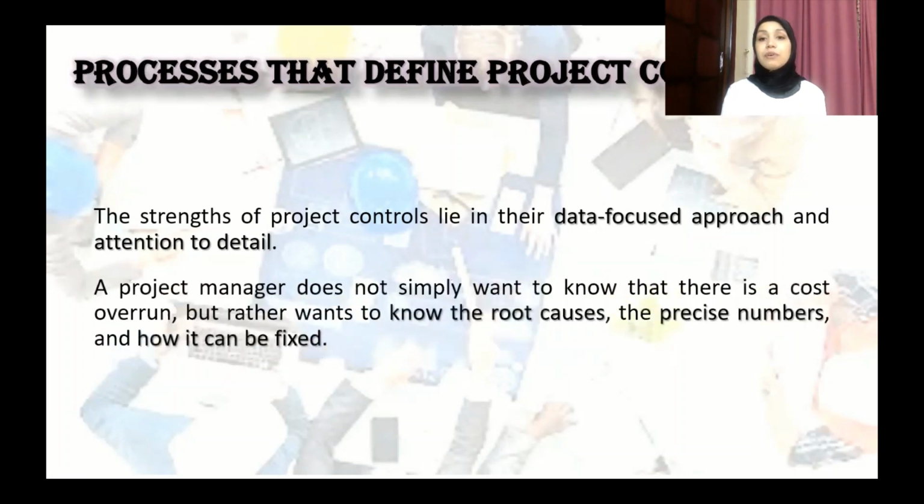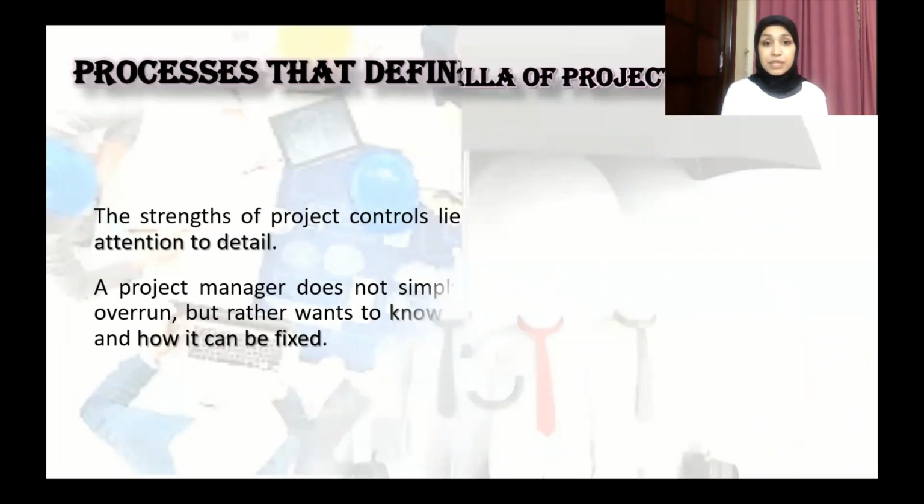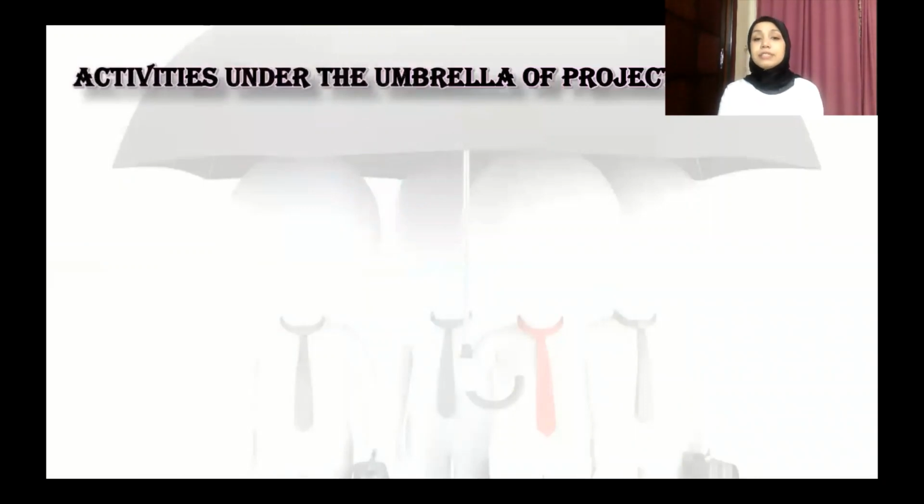For example, if we have a problem of cost overrun, instead of just wanting to know that there is a cost overrun, we rather want to know the root cause for that, the precise number, and how it can be fixed. So let's head to the activities that go under project control.